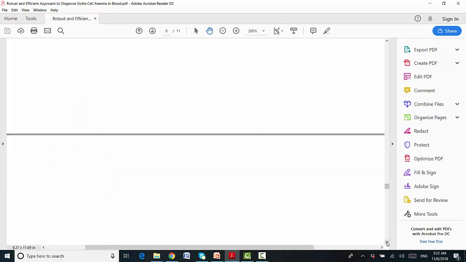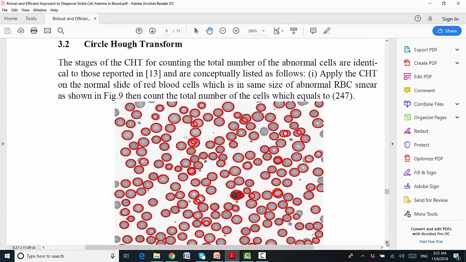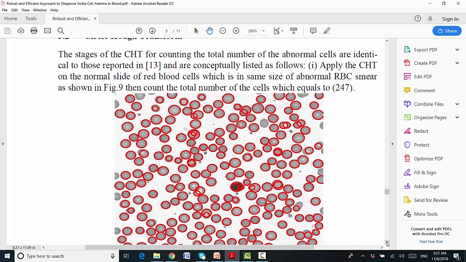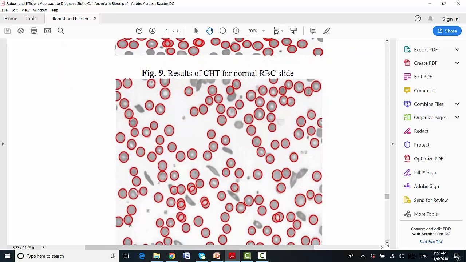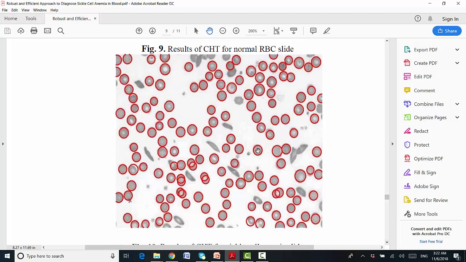For circular Hough transform, this circular Hough transform detects only circular shapes. As you see here, this is the input image used with our proposed algorithm. It detects only the circular, it doesn't detect the sickle shape.